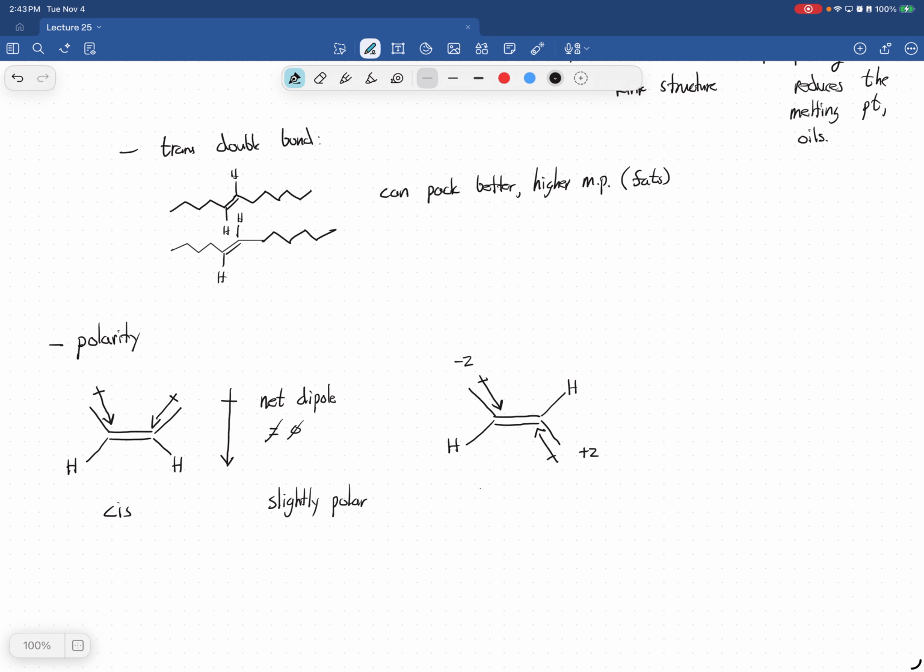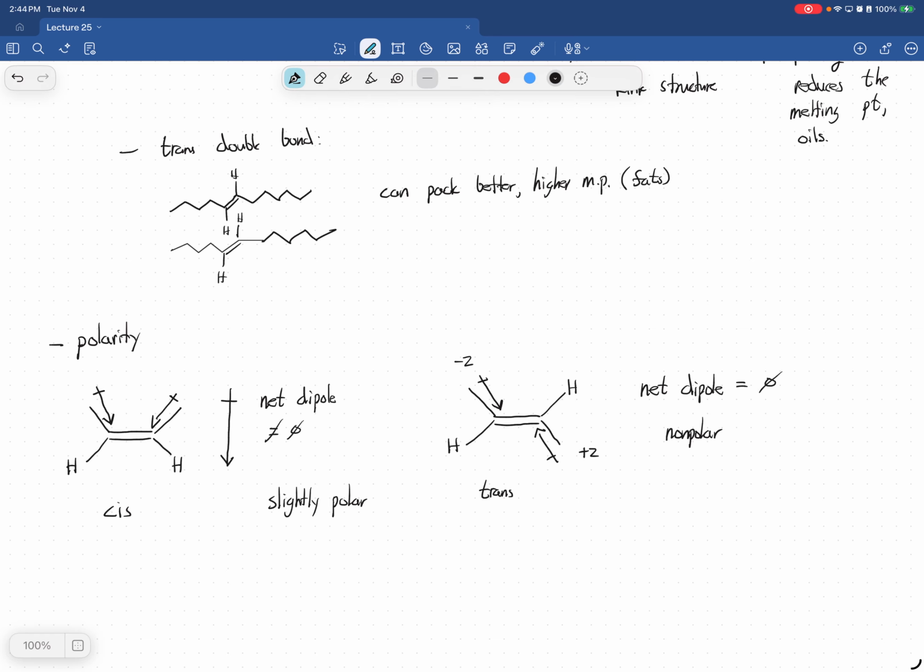So the trans alkenes, they're usually less soluble in water, and that's because they are not polar. So net dipole equals 0. All right, nonpolar. Maybe that's why they're kind of bad for us. They kind of metabolize through our cells, our cell membranes, and they get into our metabolism much quicker.